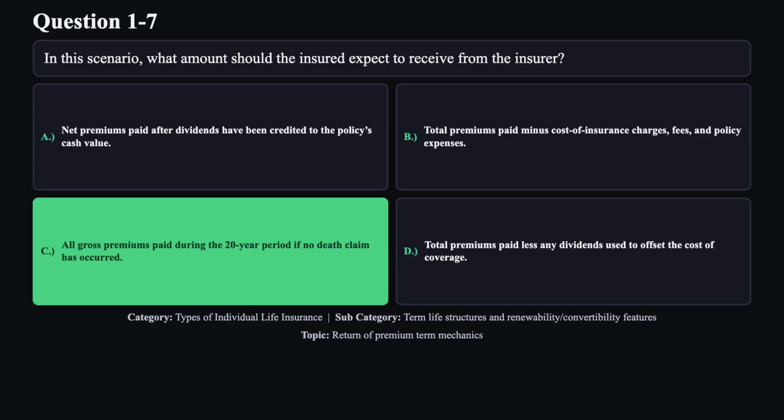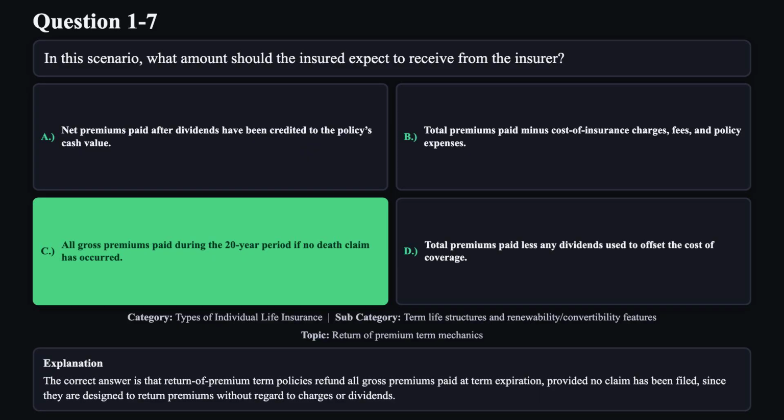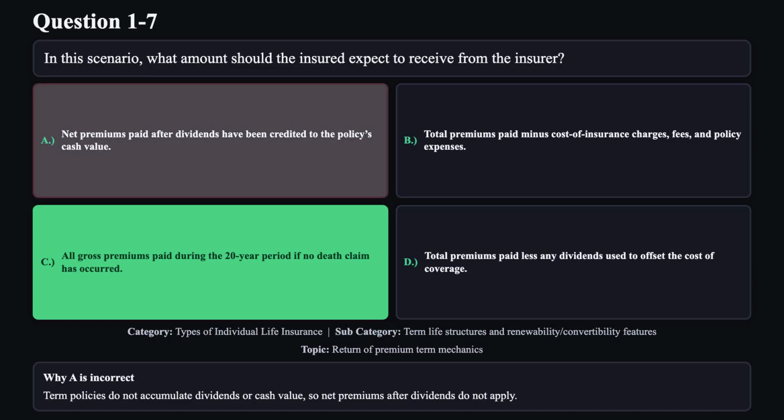The correct answer is C. The correct answer is that return of premium term policies refund all gross premiums paid at term expiration, provided no claim has been filed, since they are designed to return premiums without regard to charges or dividends. Reason A is not correct. Term policies do not accumulate dividends or cash value, so net premiums after dividends do not apply.